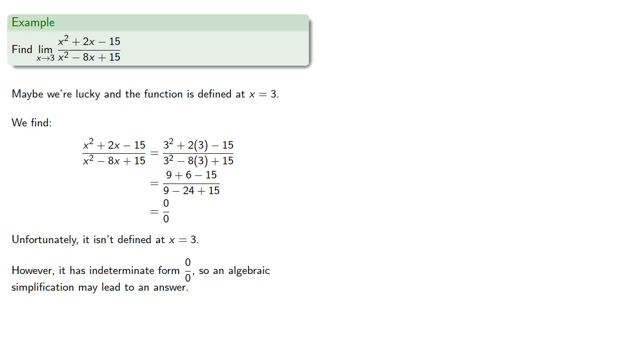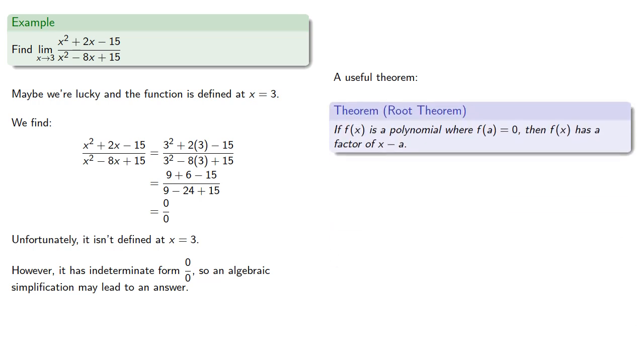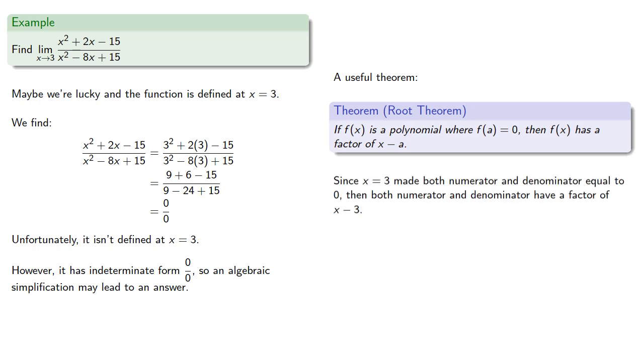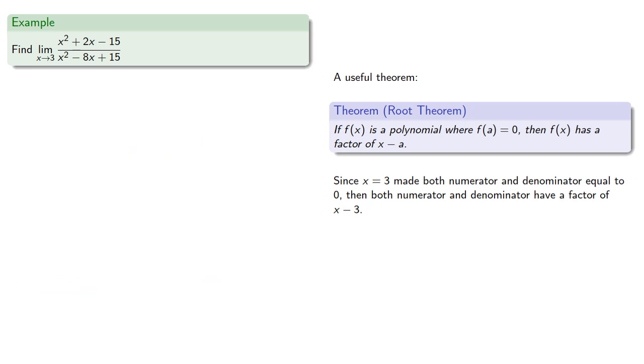Now, there's a couple ways of doing this, but a useful theorem can be very helpful. If f of x is a polynomial where f of a is 0, then f of x has a factor of x minus a. Since x equals 3 made both numerator and denominator equal to 0, then both numerator and denominator have a factor of x minus 3.